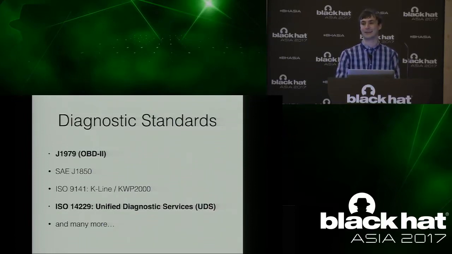J1850 is a really ancient protocol used up to about 2006 in some American vehicles. ISO 9141, which is K-line or Keyword Protocol 2000, is still used for some diagnostics, but less and less. And then there's the big one we'll focus on, which is ISO 14229, or Unified Diagnostic Services, or UDS for short. That's what I'll refer to it as from now on. And that's basically present in any vehicle made nowadays that you'll see. It's just become the most common and popular way of doing diagnostics.